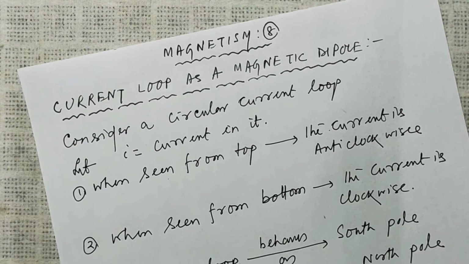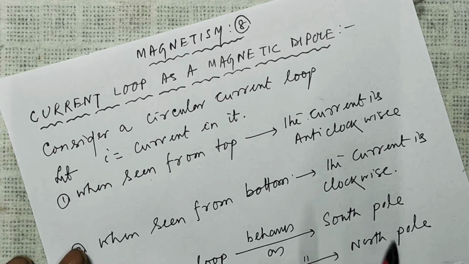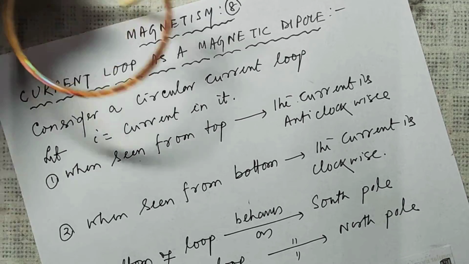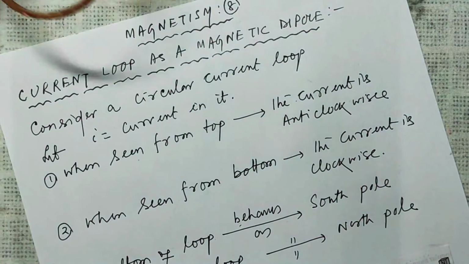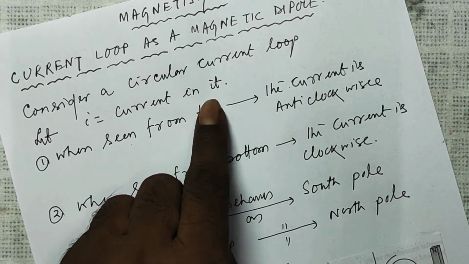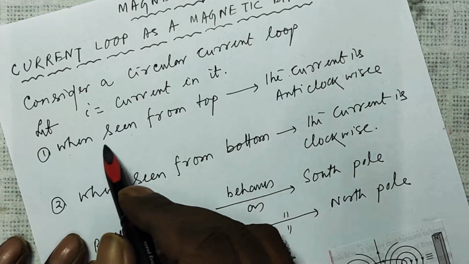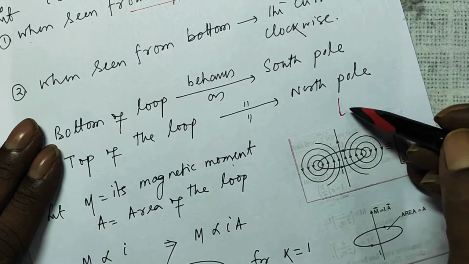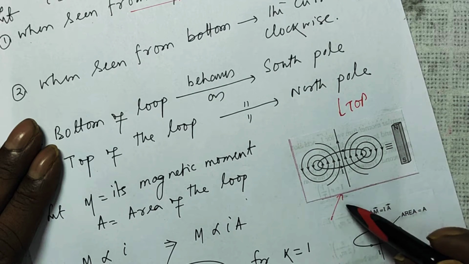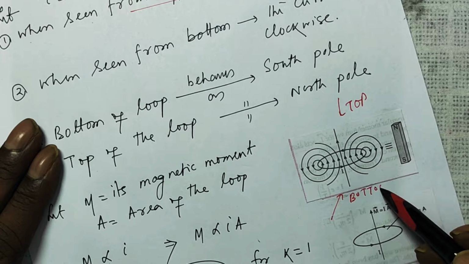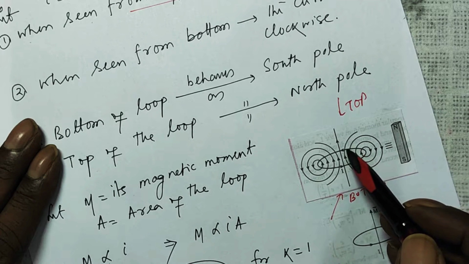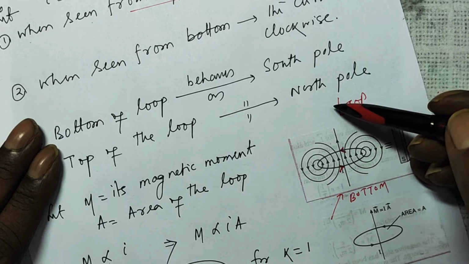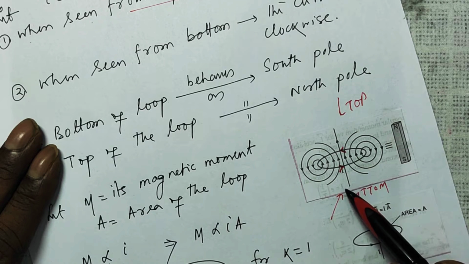Current loop as a magnetic dipole. Consider a circular current loop like this. Let I be the current in it. I have shown it here also. This side is top, this side is your bottom. And this is the loop carrying current. When seen from the top, it is anticlockwise. When seen from the bottom, it is clockwise.